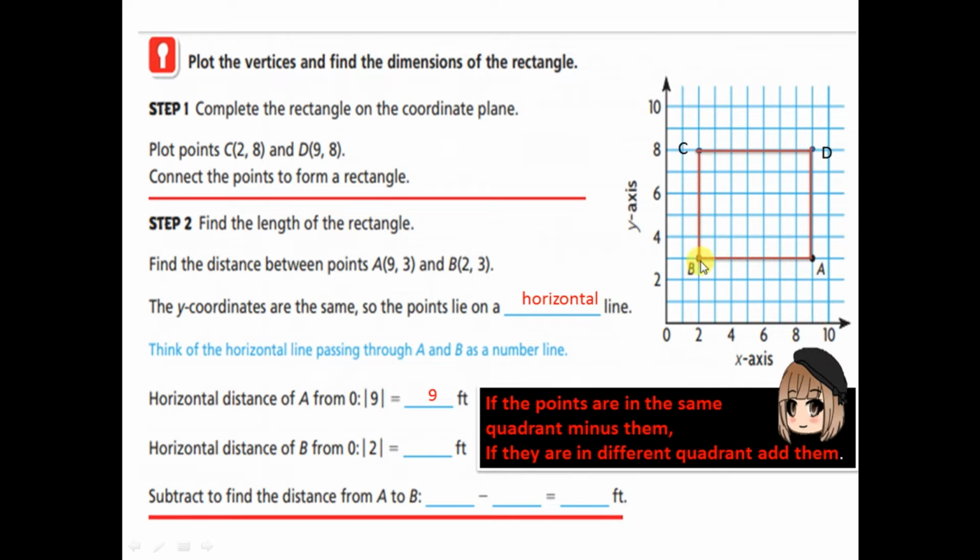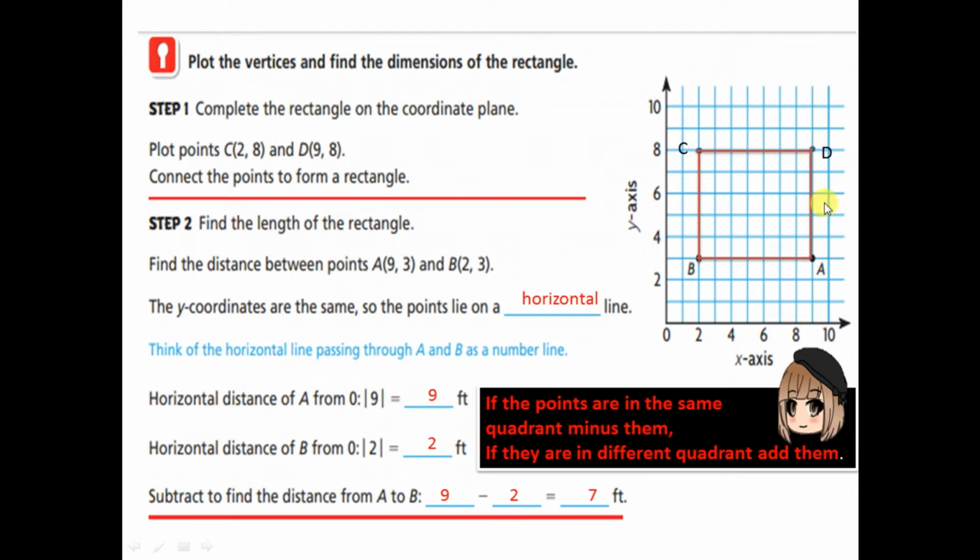The second point is B. B is at number 2. So the tile number 2. Then, to get the length between A and B, we will minus the 2 numbers. A is at 9, B is at 2, then 9 minus 2 will give me 7. So the length here is 7. Now, this is 7 and this is 7.